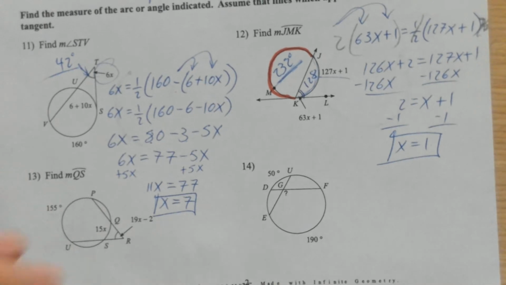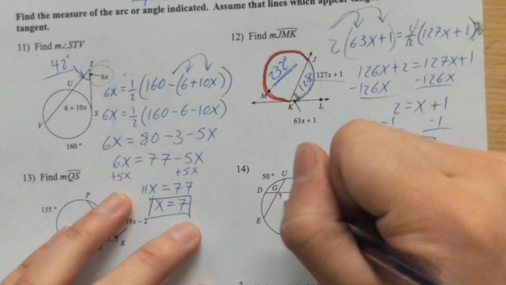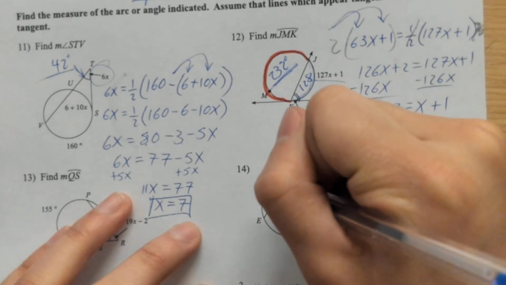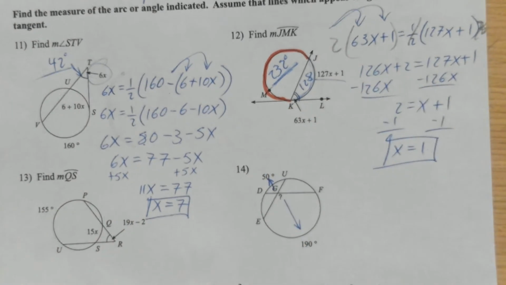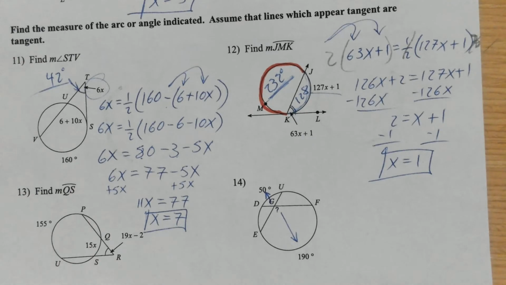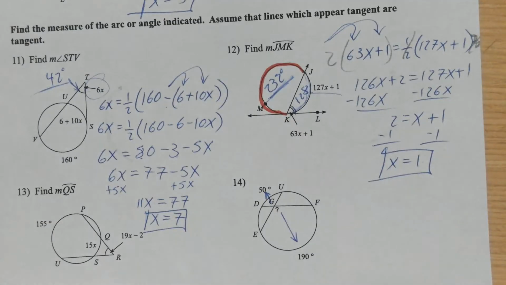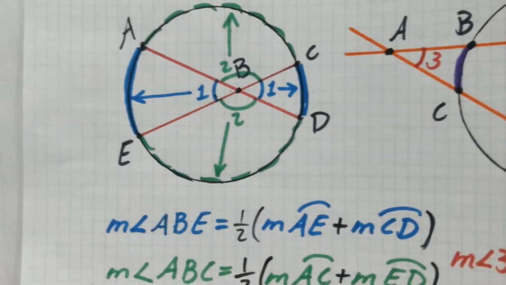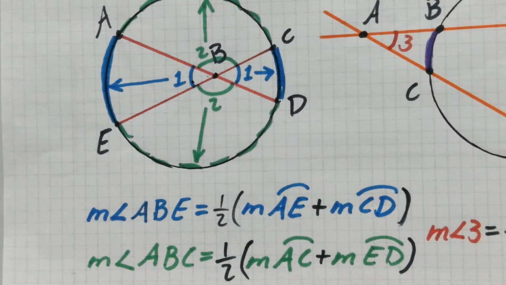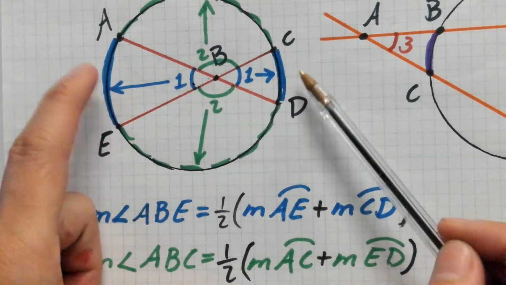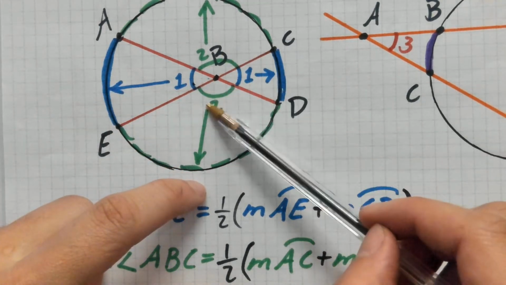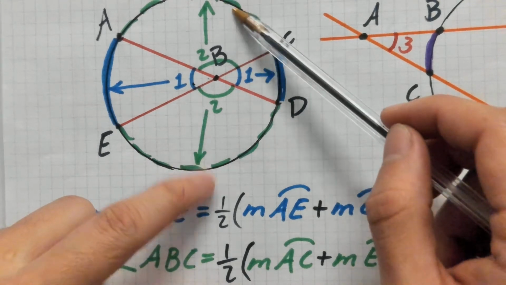14, it's the inscribed angle theorem. Remember the inscribed angle theorem, I need to use this one and the 50. So the inscribed angle theorem, it's right here. And pretty much, if I want to find these angles, I need to use these arcs.